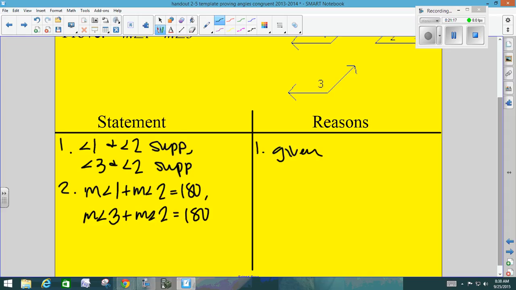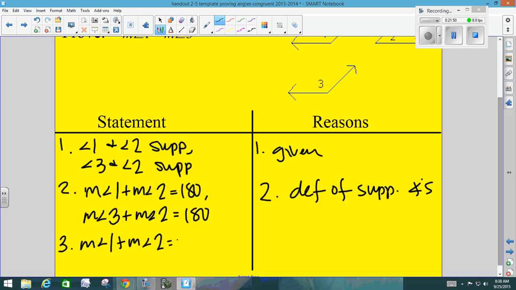And how did we know that they had to add up to 180? Yes, because they're supplementary. So for our reason, definition of supplementary angles. They tell me in the given that they're supplementary. To be supplementary means two angles that add up to 180. Now that we have the two equations set equal to 180, I can set them equal to each other. Measure of angle 1 plus the measure of angle 2 equals the measure of angle 3 plus the measure of angle 2.